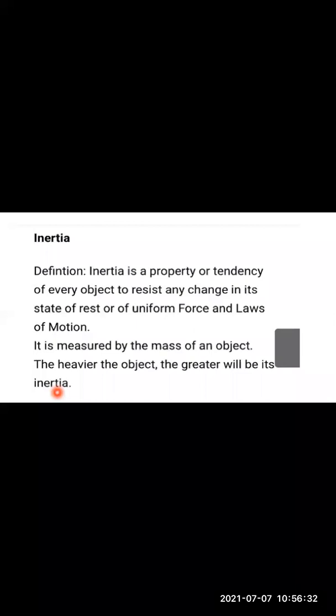You can also say inertia is a property that will be possessed by the body on account of its mass. The more the mass, the more is the inertia.